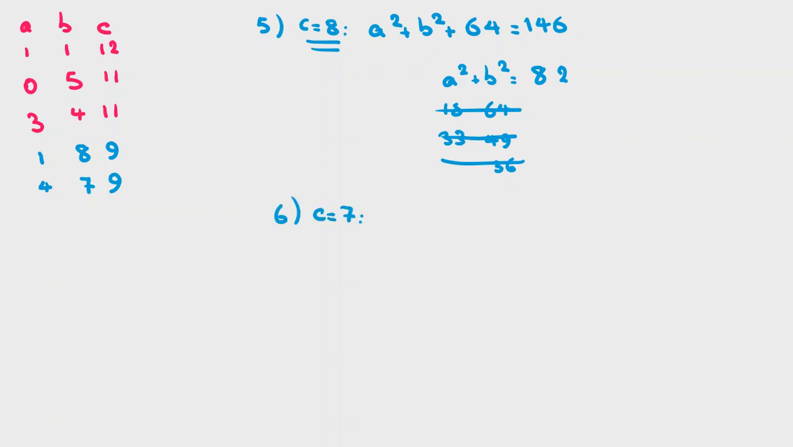Last case, C equal to 7. A squared plus B squared plus 49 equal to 146. A squared plus B squared equal to, if we subtract 49, it will be 97.